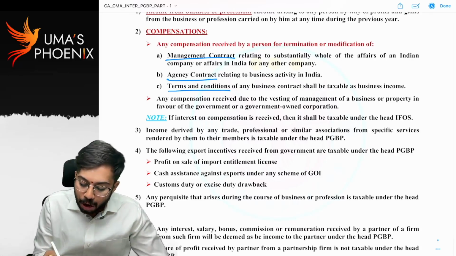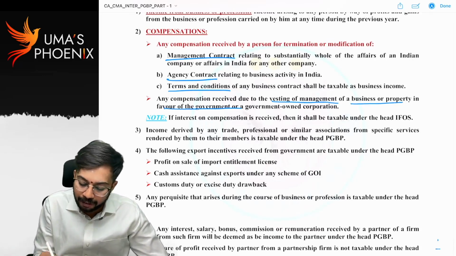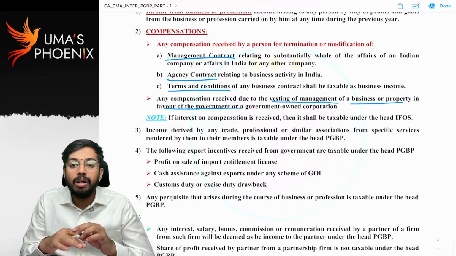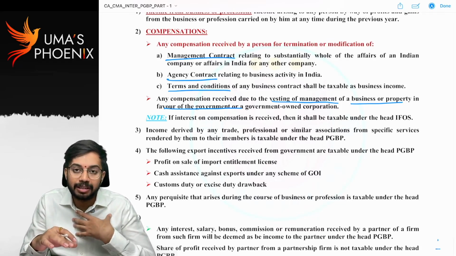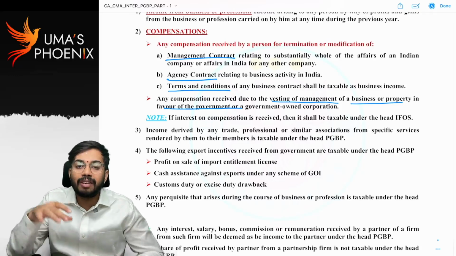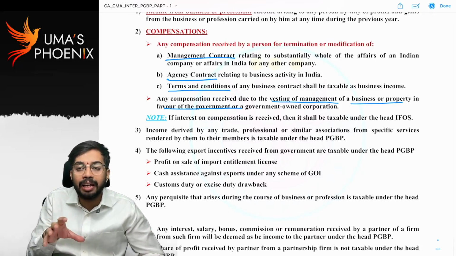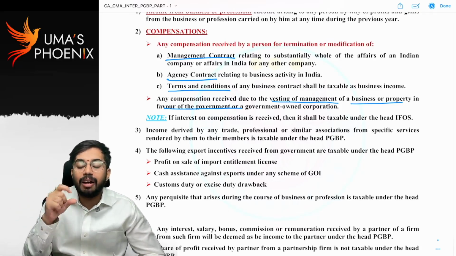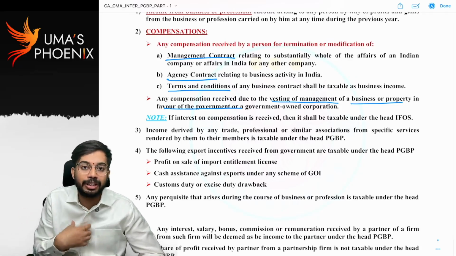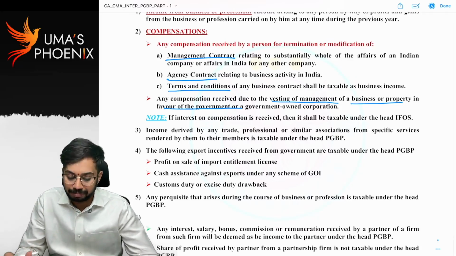Good. Any compensation received due to vesting of management of a business or property in favor of the government. Let's say I am running one business. Now, the government wants to manage my business. I did not sell my business. I did not transfer my business. Just the managerial operations of my business I gave to the government. So whenever I vest management of a business in the government, and for that I receive any compensation, that compensation is taxable to me under the head PGBP. Are you able to understand?